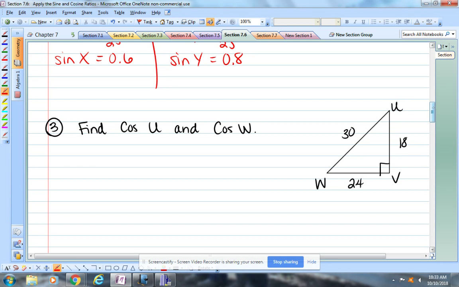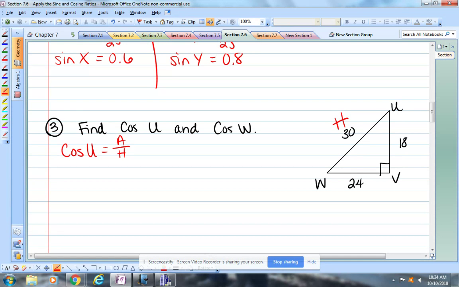So we got another right triangle. And this time we want to find the cosine of angle U and the cosine of angle W. All right, so cosine is the CAH part of SOHCAHTOA. So cosine is going to be what over what? Adjacent over the hypotenuse. So we could go ahead and label our hypotenuse because it's the same for the entire triangle. It's 30.